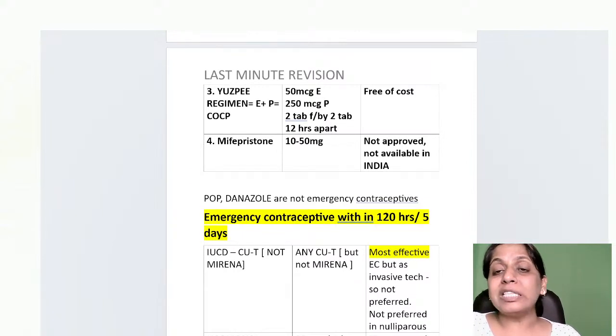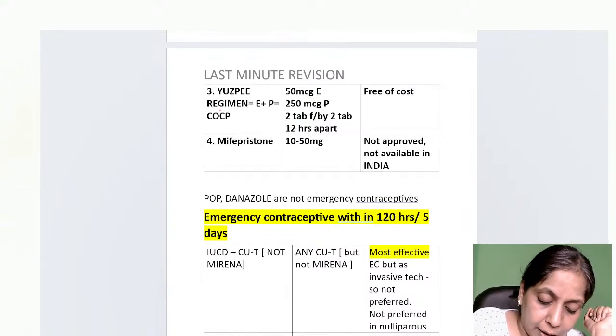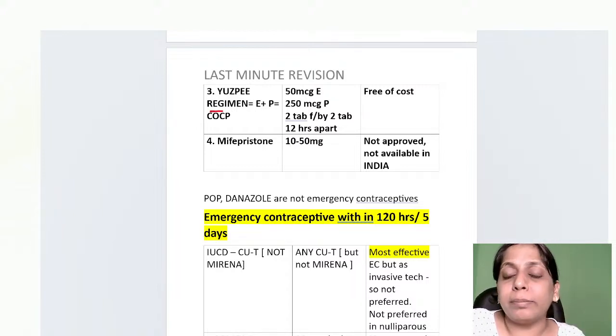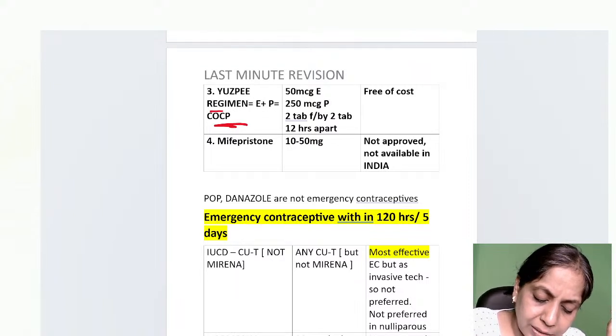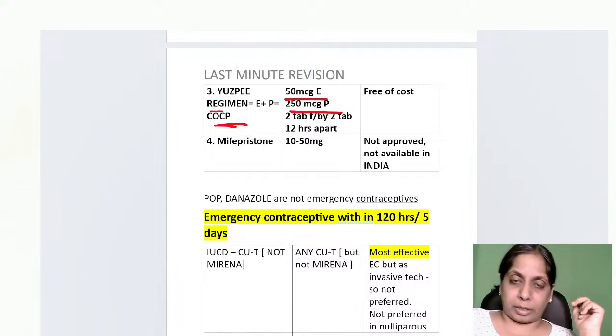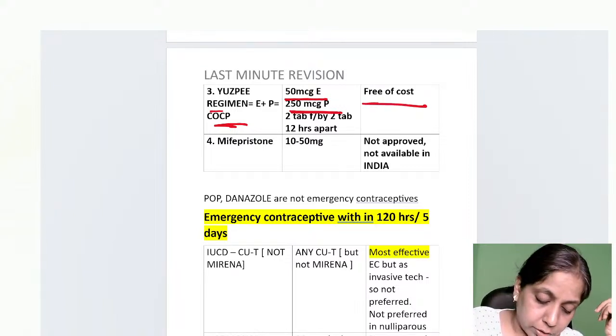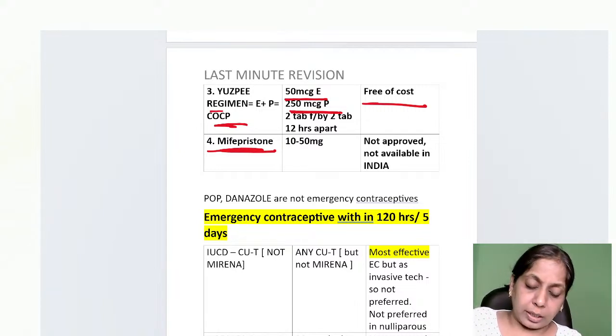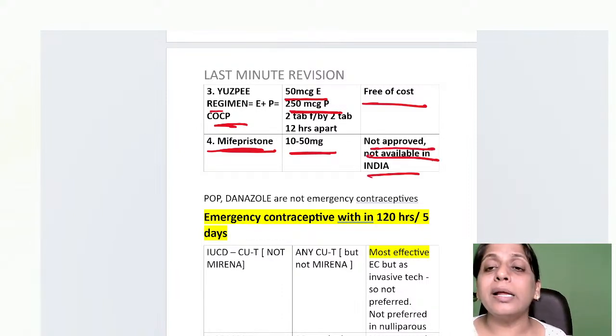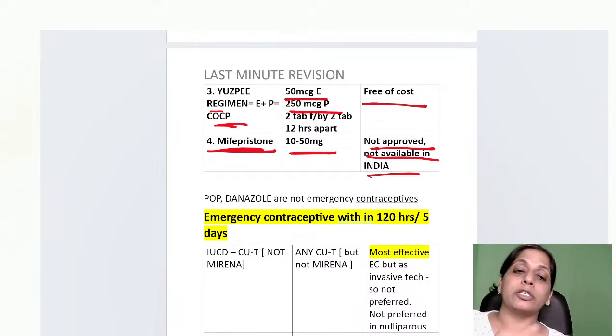The Yuzpe regimen said that estrogen and progesterone both can be taken, in the form of pills. The Yuzpe regimen said to take 50 microgram estrogen and 250 microgram progesterone, 2 tablets at a gap of 12 hours. Its advantage is it is free of cost. Mifepristone dose is 10 mg or 50 mg, and it is not approved in India. So mainly the preferred thing which we are taking in India for any unprotected intercourse is progesterone only, levonorgestrel 1.5 mg within 72 hours.